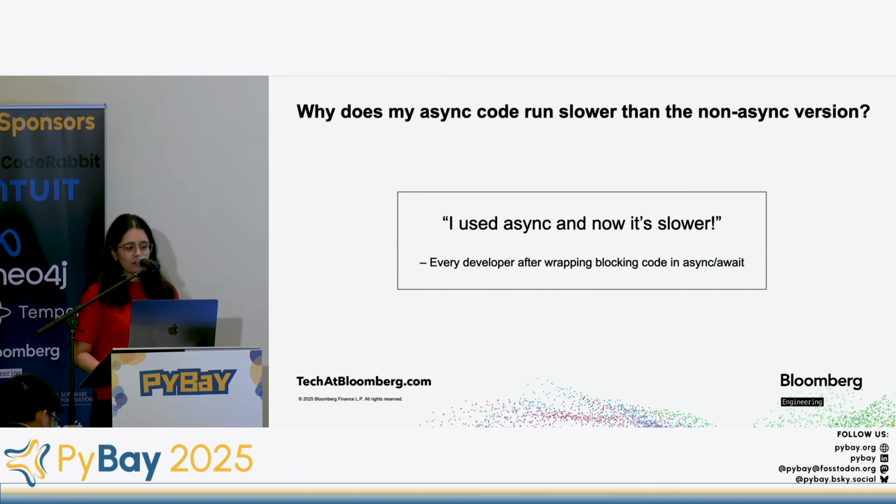So let's get started. Let's look at a problem that many developers face when they get started with async I/O. You have some code, you wrap it in async await, and now you realize that it's actually slower than the non-async version. So what went wrong?